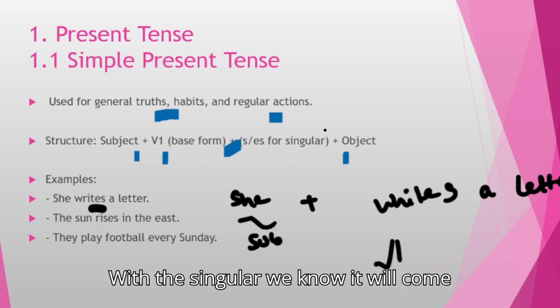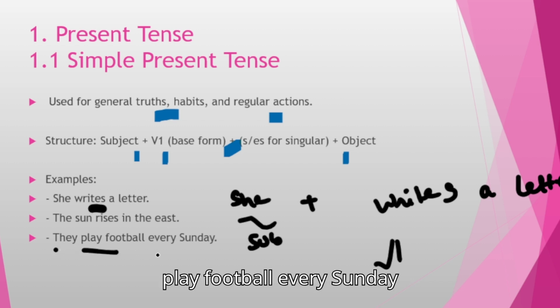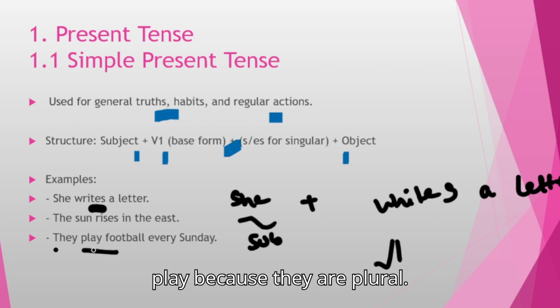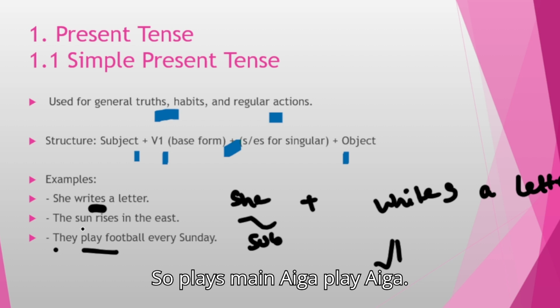With the singular, we know s or es will come. The second example is the sun rises in the east. They play football every Sunday. Play, because they are plural. So plays will not come, play will come.